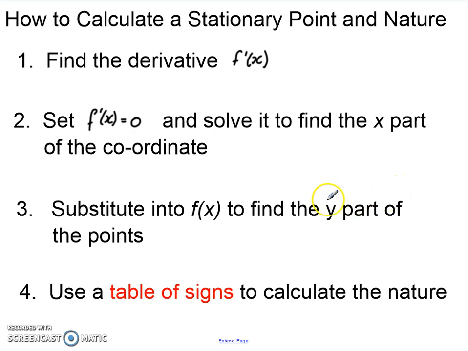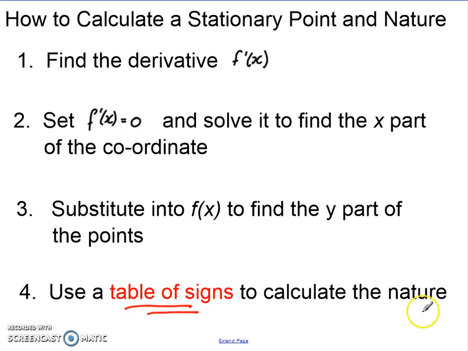Third thing you then do is substitute the value you got for x into your original function to find the y part of the coordinate. So then you've got your x and your y part of it, you know exactly where the coordinate is located. Last thing is you then use something called a table of signs to calculate the nature of the point.